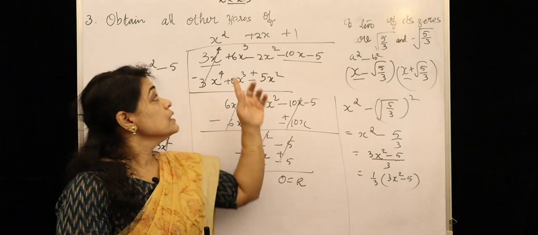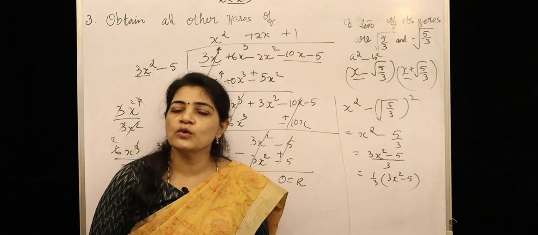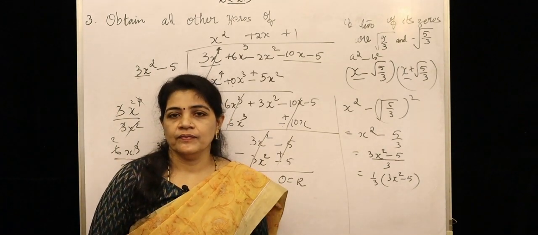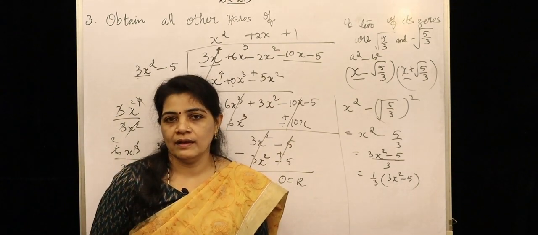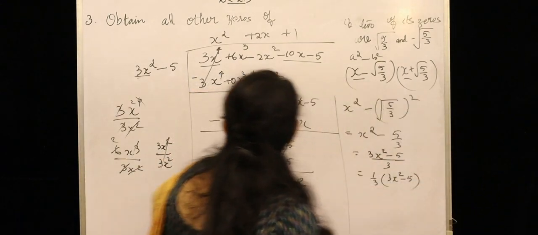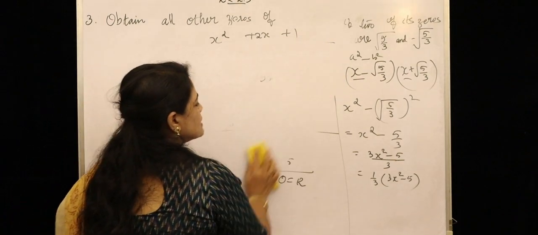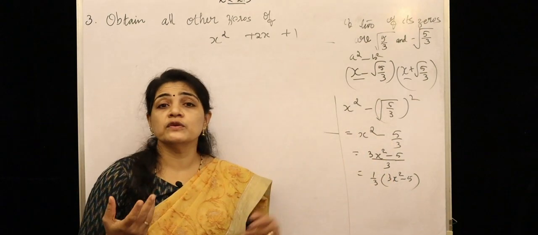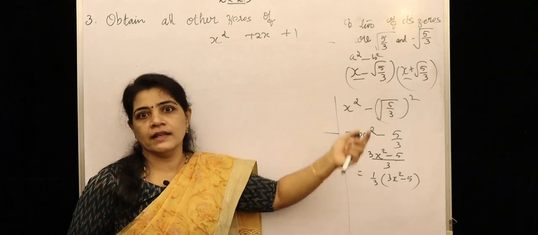That is, this quadratic polynomial x square plus 2x plus 1 is a quotient polynomial that should be factorized. And those factors are the remaining zeros of the polynomial. Understood? So we are going to factorize this quotient polynomial, that means x square plus 2x plus 1. Our aim is to get the zeros. So the zeros of this polynomial are the remaining zeros.